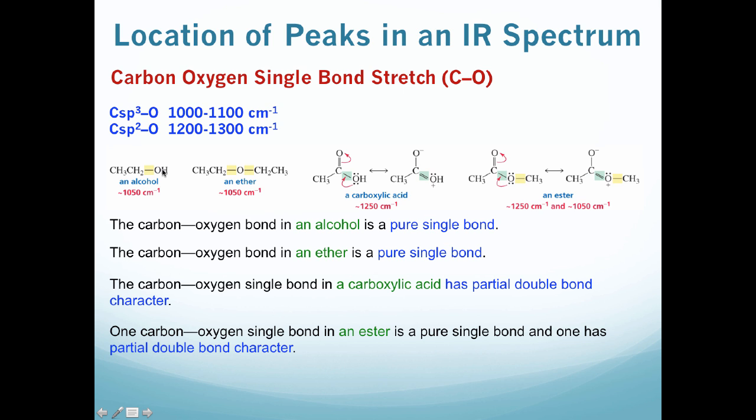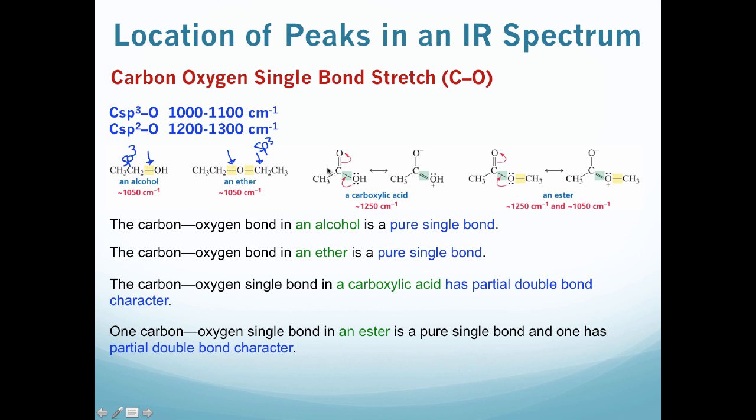Here we have an alcohol. Of course we would be able to see the OH stretch, but there's also a stretch corresponding to this sp3 hybridized carbon-oxygen bond. And that we're going to see somewhere between 1000 and 1100 wave numbers. So in this case, this alcohol stretch for the carbon-oxygen bond is at 1050 wave numbers. An ether, once again, we have sp3 hybridized carbons bonded to oxygens. So again, those are going to show up right around 1050 wave numbers.